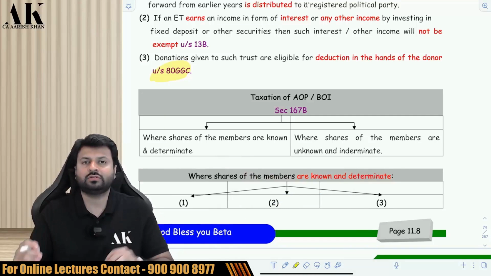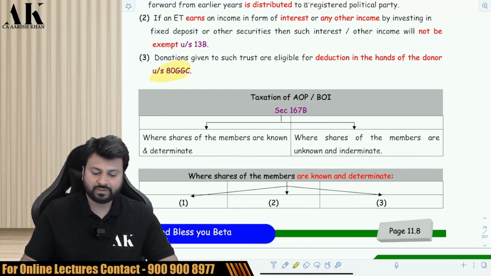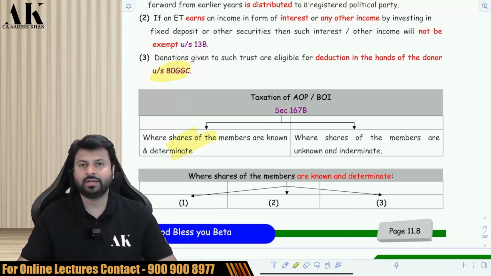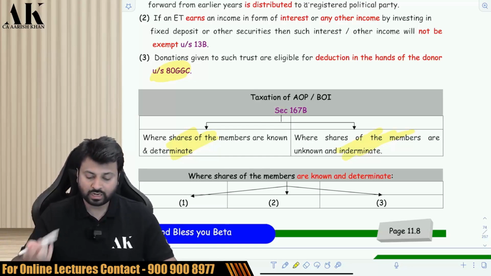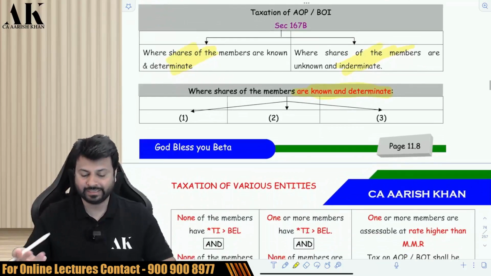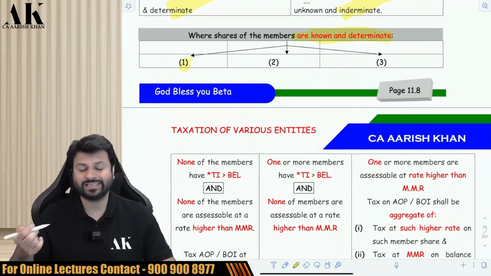Now there can be two types of AOP BOI. The first type is where the shares of the members are determinate and known, and the second is where the shares of the members are unknown and indeterminate. That is, we don't know the share of which member. Let's see the first one, where the shares are known and determinate. In this there are three cases. Let's talk about case 1, then case 2, and then case 3.